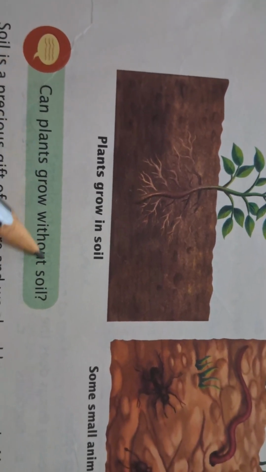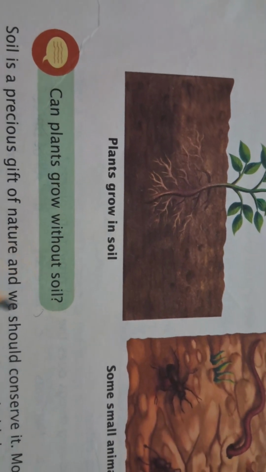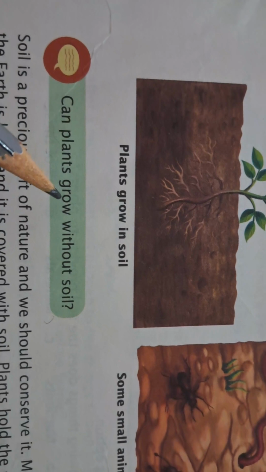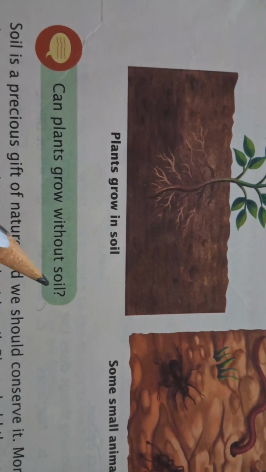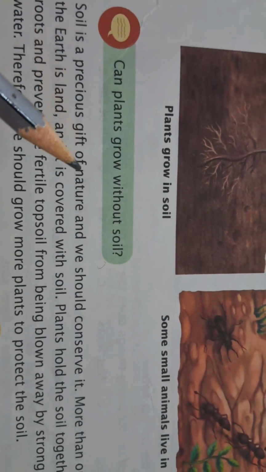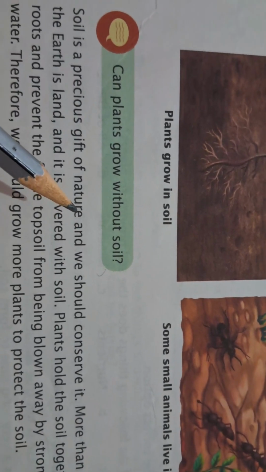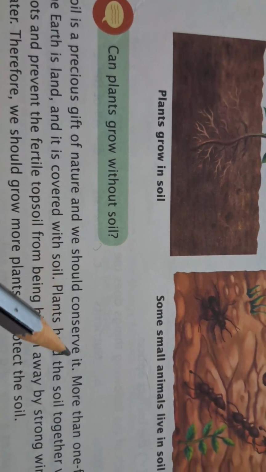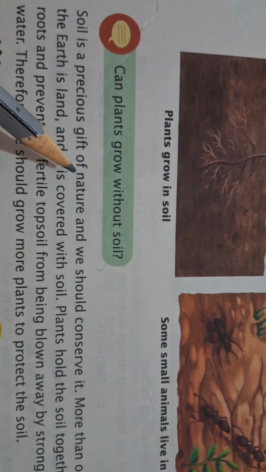They can't grow without the soil. Soil is also a very important thing for them. Like us, food is very important for the growth of the body. They are also growing with the help of soil. Here we have, soil is a precious gift of nature, isn't it? Yeah, of course. Without soil we can't live. We should conserve it. Why? Because that is very important.